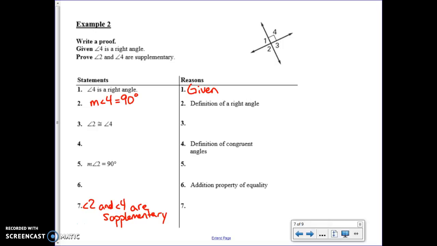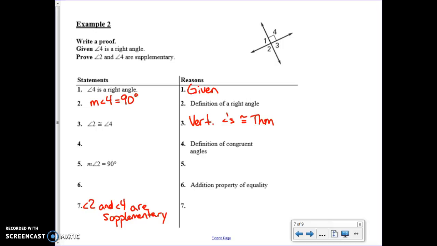So then, why do we know that angle 2 is congruent to angle 4? And this one kind of looks like it's coming out of nowhere. We need to go and look at our picture. If you look at our picture, you'll notice that 2 and 4 are across from each other. What kind of angles are across from each other? Should be vertical angles. So vertical angles congruence theorem is the new theorem that we just learned.